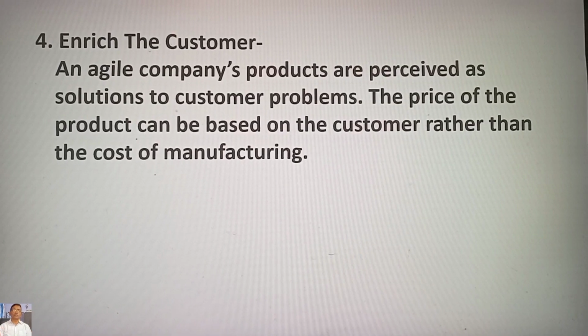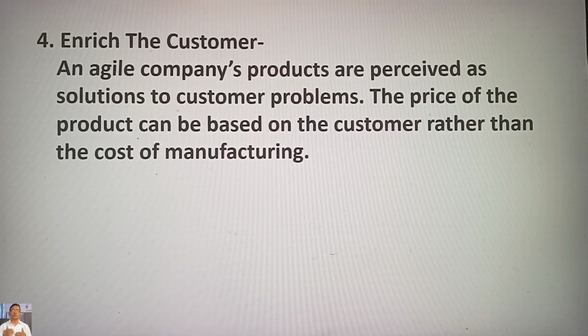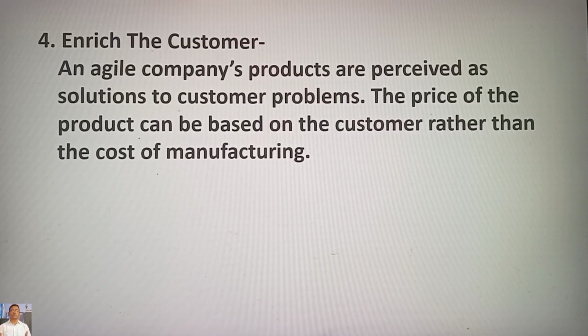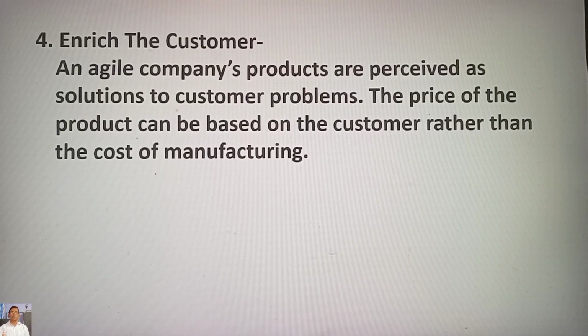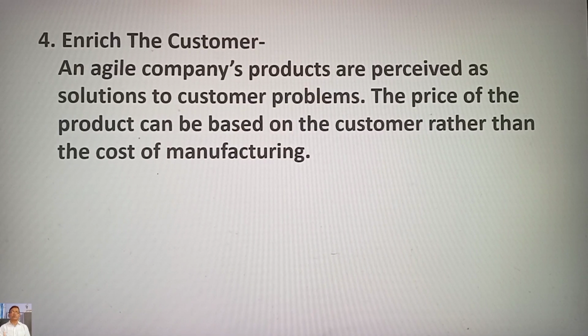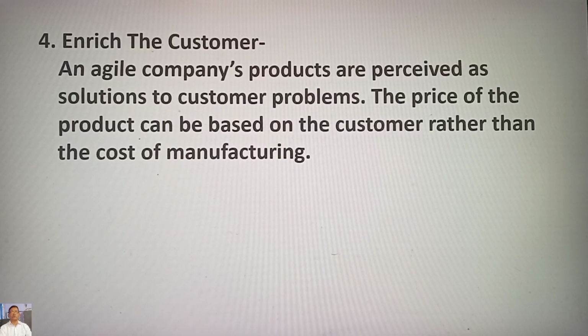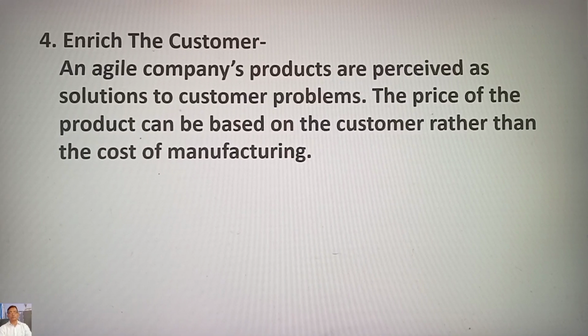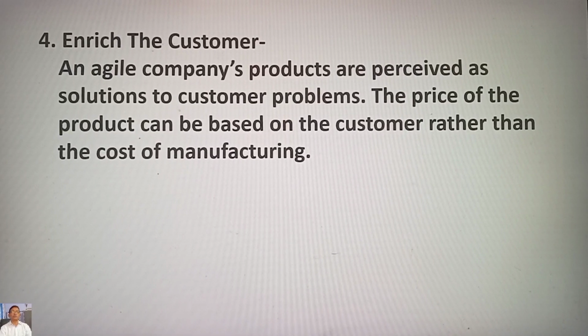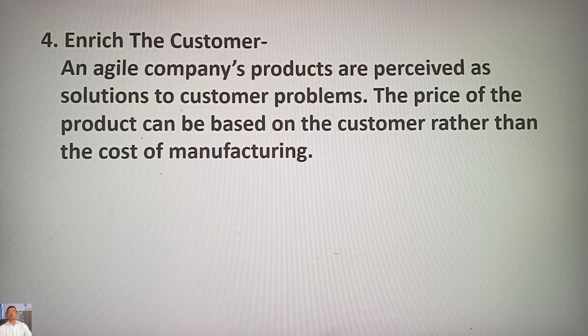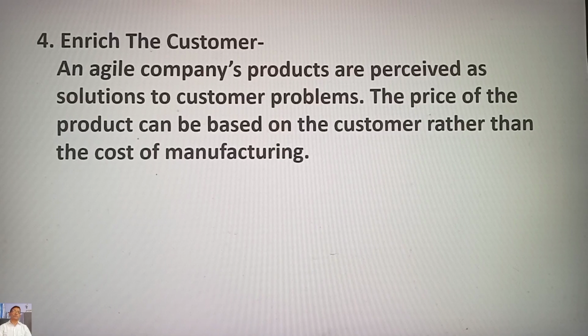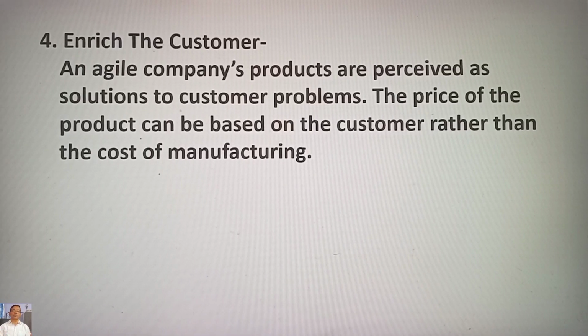Fourth, enrich the customer. An agile company's products are perceived as solutions to customer problems. The price of the product can be based on the customer rather than the cost of manufacturing. Agile manufacturing includes the organizational structure of the business, and the way the business deals with people, includes partnerships with other organizations, and includes relationships with customers.